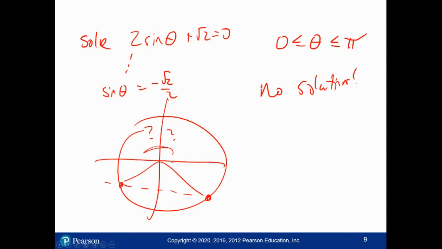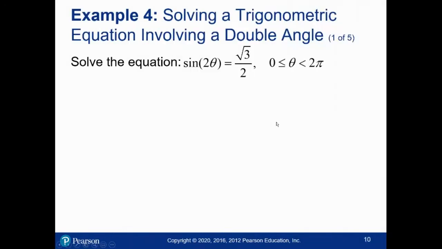Okay, so that's it for this video. It's a quick little introduction to working with trigonometric equations. We're going to come back in the next video and do more examples, but notice what changes in this next example is that the argument, the thing you're taking the sine of, is not just theta anymore.